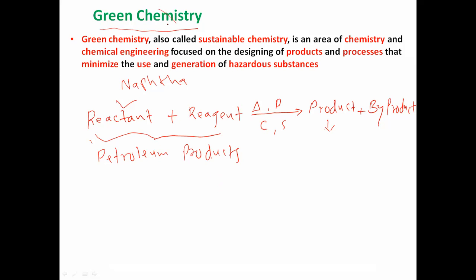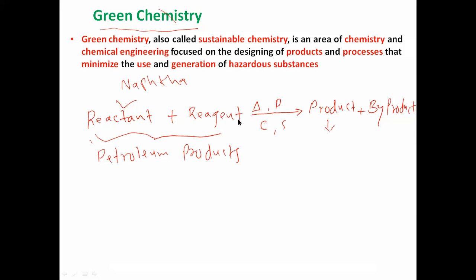So how is it defined? Green chemistry, also called sustainable chemistry, is an area of chemistry and chemical engineering focused on the designing of products and processes that minimize the use and generation of hazardous substances. That's it. So we have to modify these present chemical synthesis routes, which are utilizing hazardous chemicals.